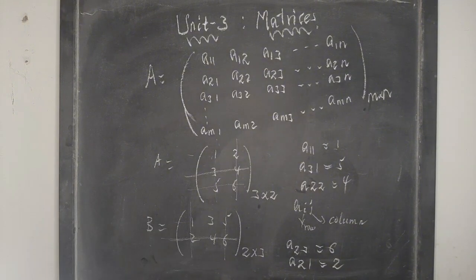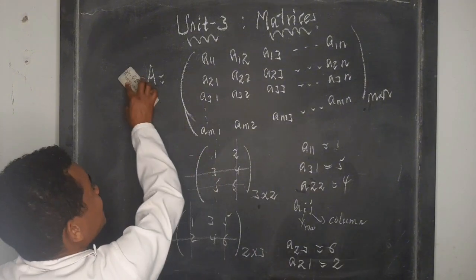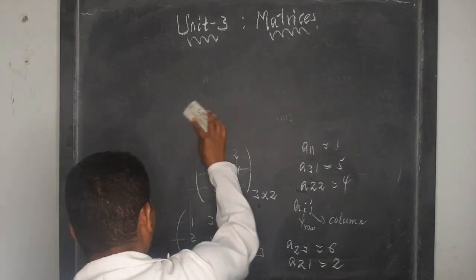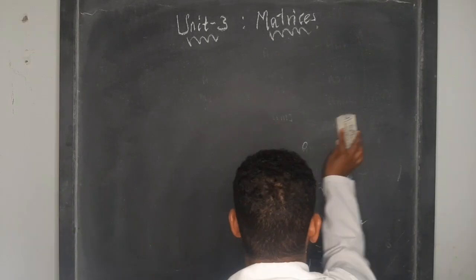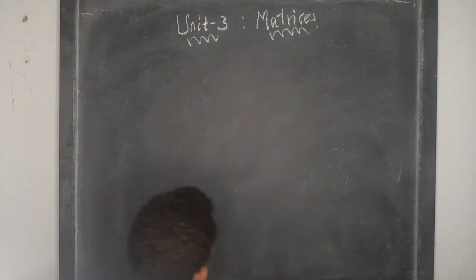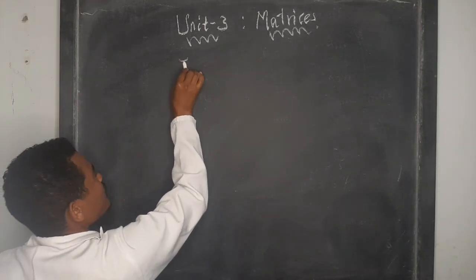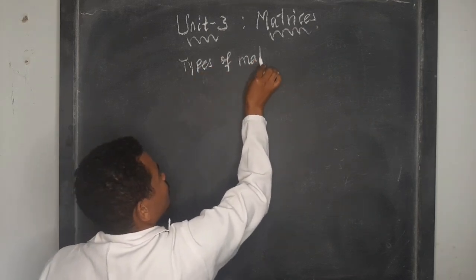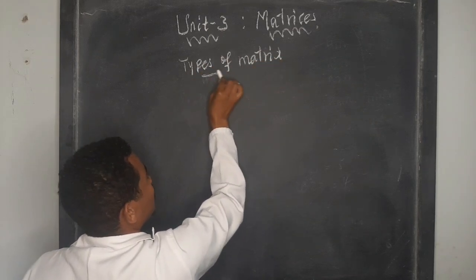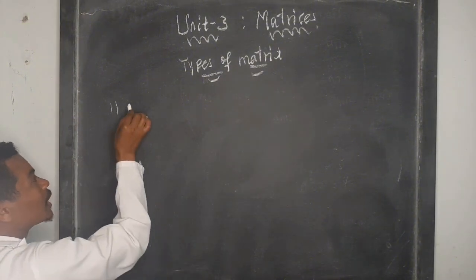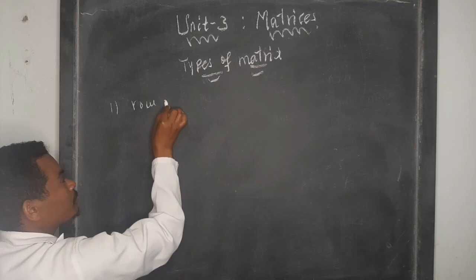Okay, so now let's see the types of matrix. There are different types of matrix, let's see each one by one. The first one is the row matrix.